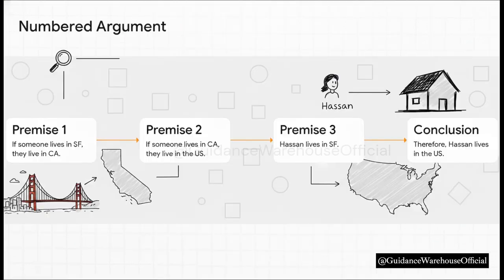Let's look at a textbook example to see how this architecture actually works in real time. We move logically, step by step. Premise 1, if someone lives in San Francisco, they live in California. Premise 2, if someone lives in California, they live in the United States. Premise 3 establishes our specific subject. Hassan lives in San Francisco. Then, we place the roof right on top of those walls, therefore, Hassan lives in the United States. We built the conclusion smoothly, rationally, and structurally.